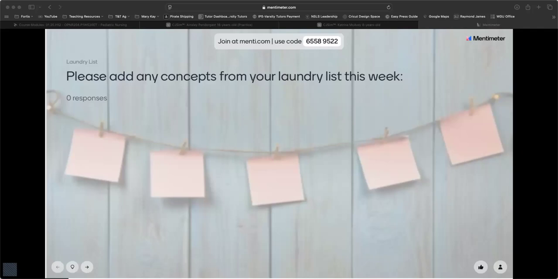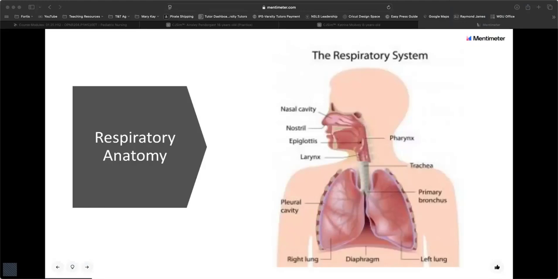Okay. So we will start with our respiratory. When we think about our respiratory anatomy, there are some pretty big differences between the adult respiratory system and our pediatric respiratory system. If we start from the very beginning, our newborns are obligate nose breathers. So they prefer to breathe through their nose. They also have smaller airways and those higher respiratory rates.